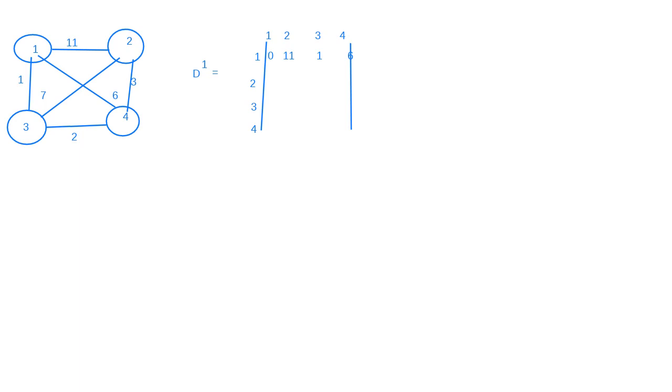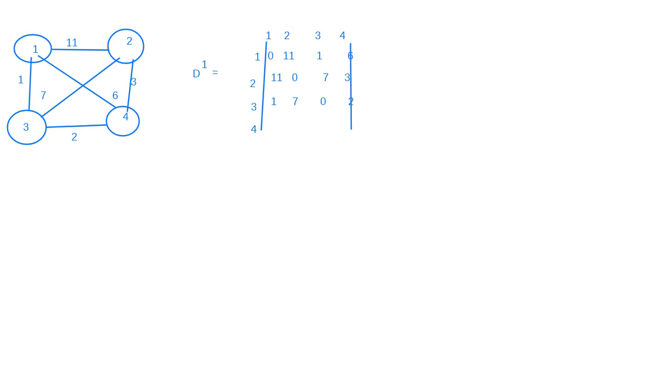Yes, Riya, it is correct: 11, 0, 3, 1, 7, 0, 2 and 6, 3, 2, 0. So the values I am getting are 11 over here, 0 over here, 7 over here, and 3 over here. The values in the third row are 1, 7, 0, and 2. The values in row number 4 are 6, 3, 2, 0.